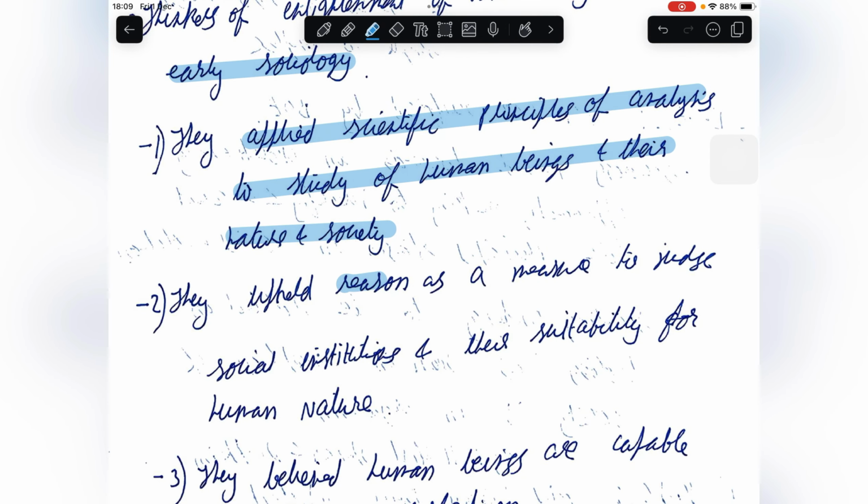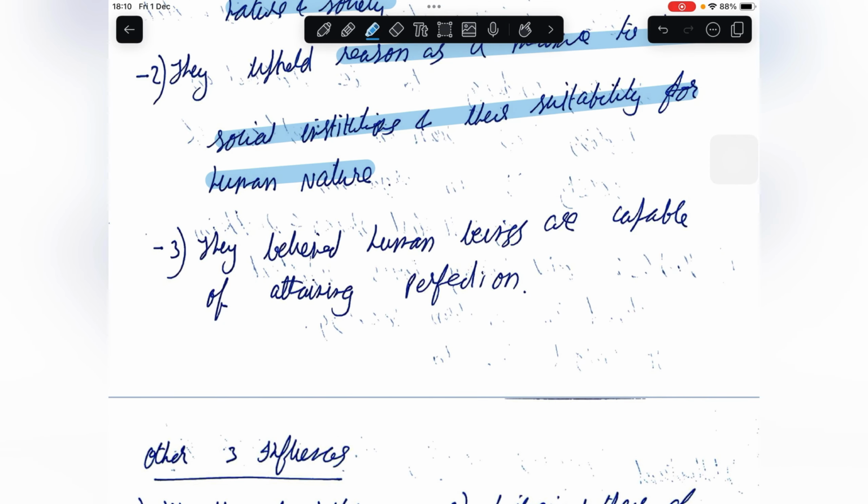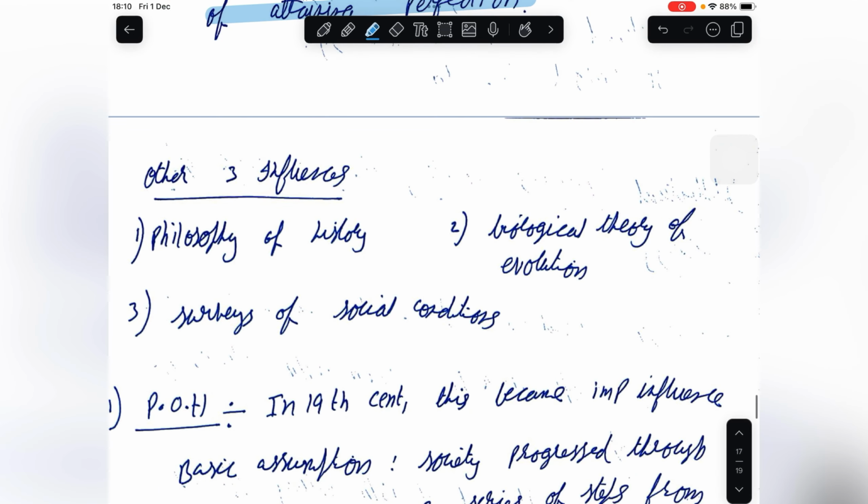They upheld reason as a measure to judge social institutions and their suitability for human nature. So they upheld rationality. They thought rationality is a good measure to judge social institutions. They believed human beings are capable of attaining perfection. So there are three other influences. These are the main important things actually.